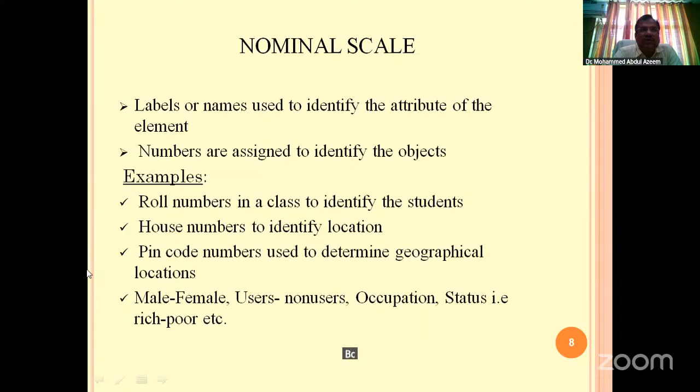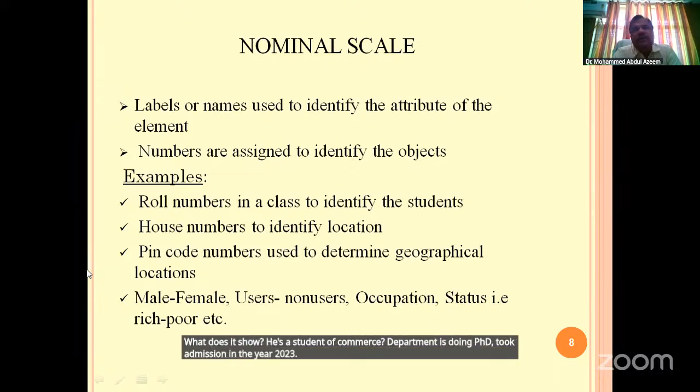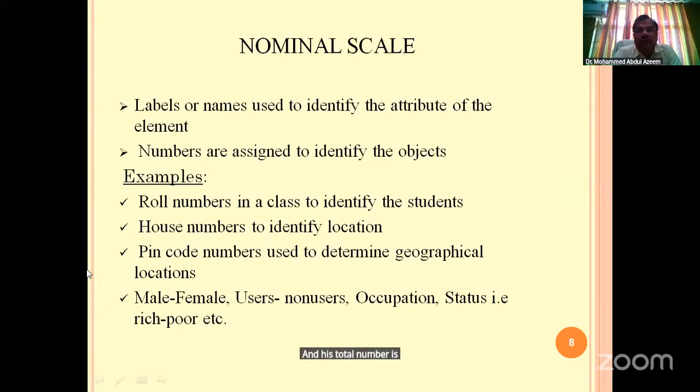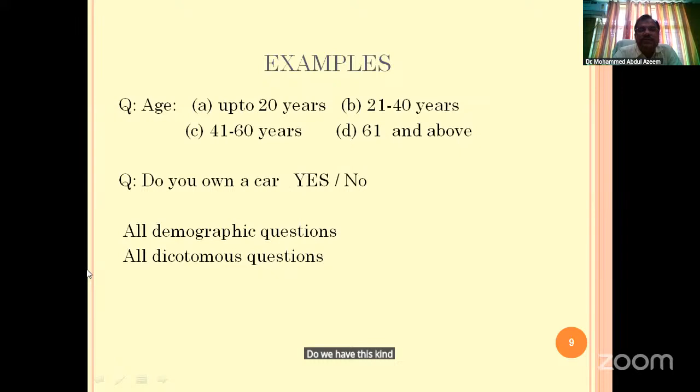PhD, 23, commerce, 001, roll number 1. What does it show? He is a student of the commerce department, doing PhD, took admission in the year 2023, and his roll number is 1. Whether he is male or female, no. We can give numbers for male 1, female 2. All 2s are female. So this is only to identify the attributes. In our questionnaire, do we have this kind of questions?